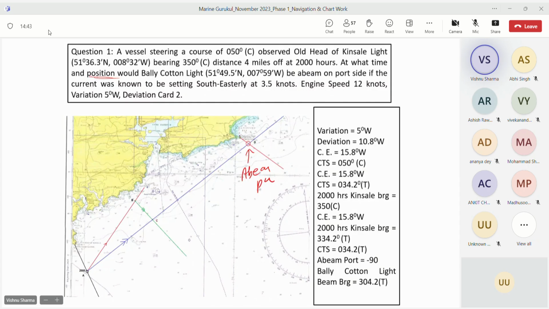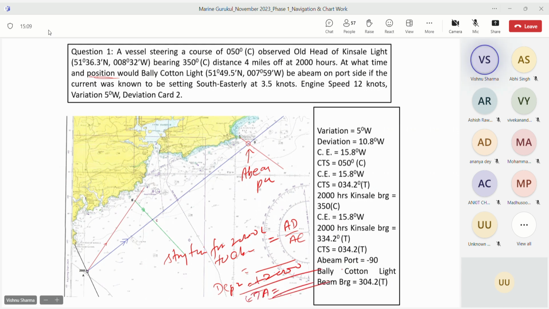So the steaming time from 2000 hours to the abeam position: you'll measure the distance AD on the chart with your divider. AD distance divided by AC gives you the steaming time. Departure time 2000 hours, you add that to it, and that will be your ETA to the abeam position. Yes or no, beta? Yes, sir. So the question is asking what is the time and what is the position? Position is the latitude and longitude of D, and time will be 2000 hours plus the steaming time.